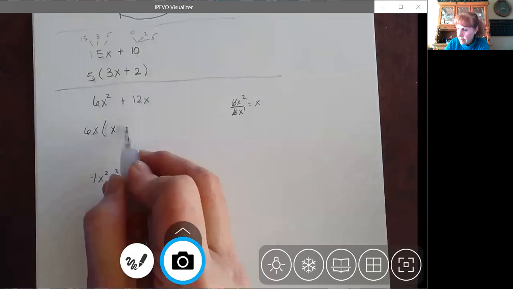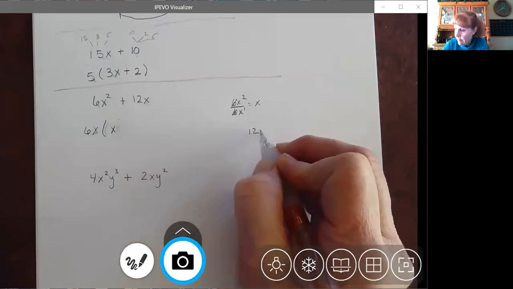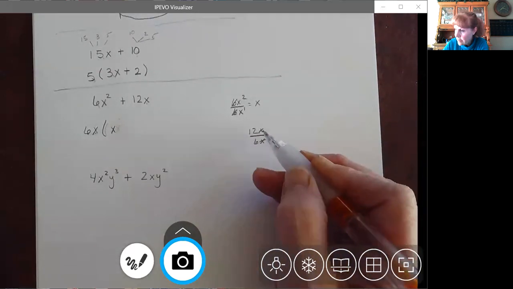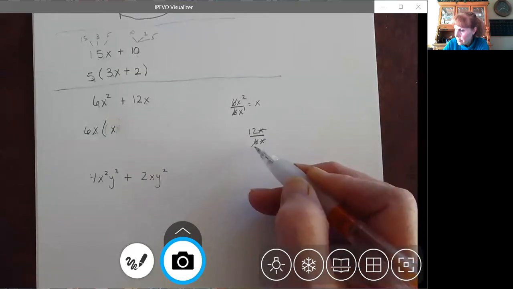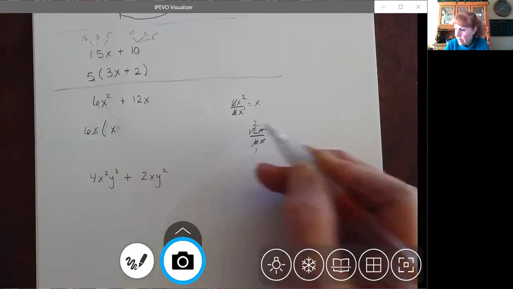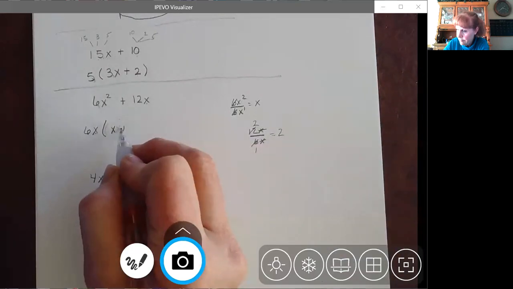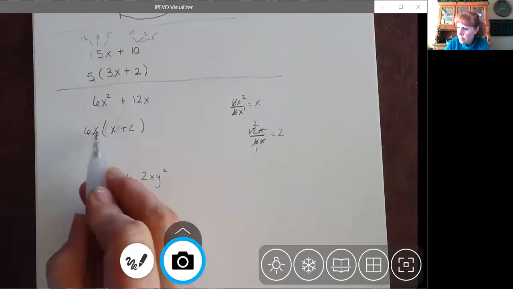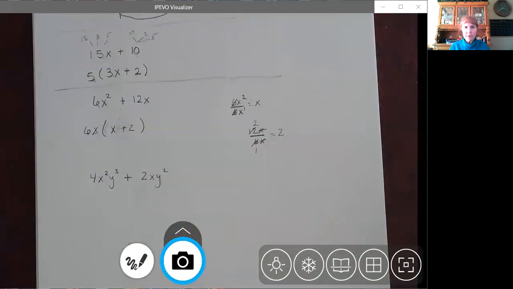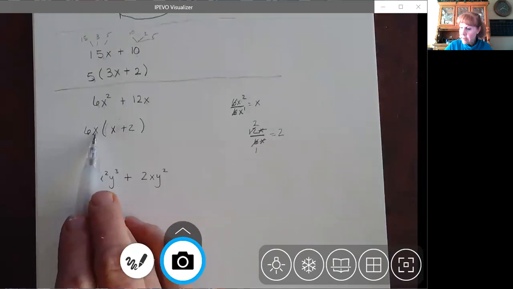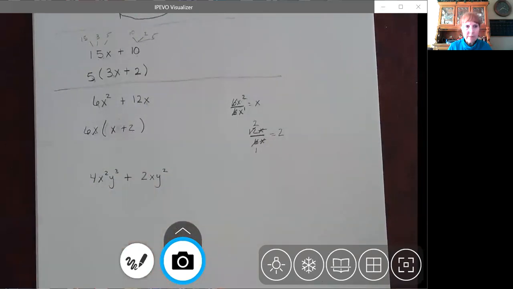12x divided by this. So let's take 12x divided by 6x. Well, the x's cancel. 6 goes into there once, 6 goes into there twice. Looks like you're left with just a 2. Multiply it and make sure you come back to the original. And you do. So if you take 6x times x, 6x squared. 6x times 2, 12x. Okay, let's go to the next one.